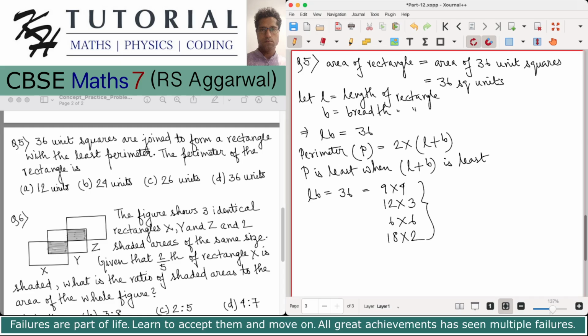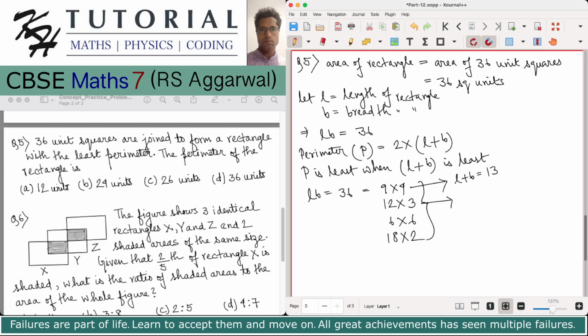9 into 4 means that the length and breadth will be 9 and 4. If we consider 36 as 9 into 4, this means that the length will be 9 and breadth will be 4. So in this case, if we express 36 as 9 into 4, then L plus B is coming out to be 13.